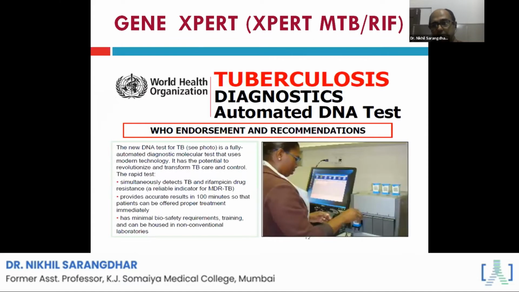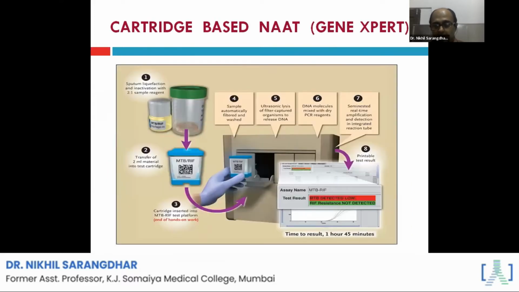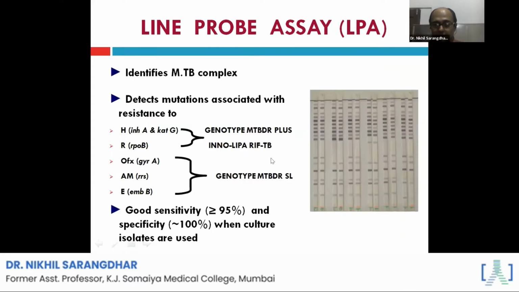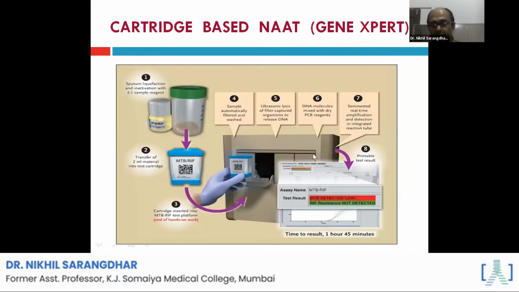So amongst the earliest of these to come was the PCR, followed by the GeneXPERT or the XPERT MTB, which came in the first decade of this century. GeneXPERT, as you can see, is a very simple test. You have sputum liquefaction and inactivation with the reagent, transfer into the cartridge, and then insert this cartridge into the MTB RIF test platform. This is the end of your hands-on work. After it is sampled and processed, you ultimately get the readout in 1 hour 45 minutes, which will come in two things. You will get either the presence of MTB detected or not, and if it is detected, then whether RIF resistance is present or not.